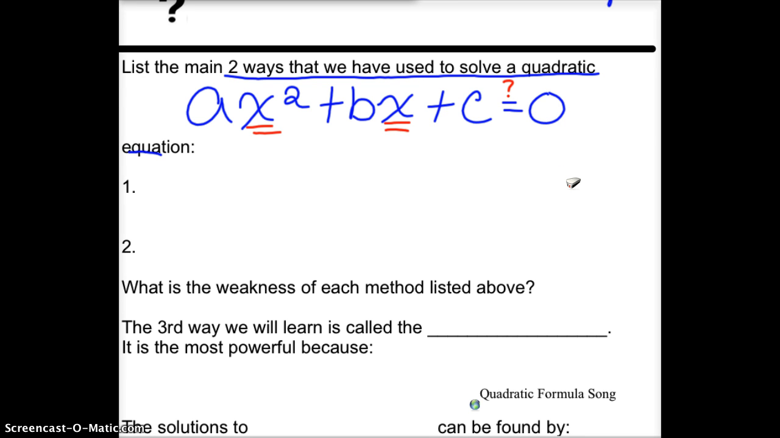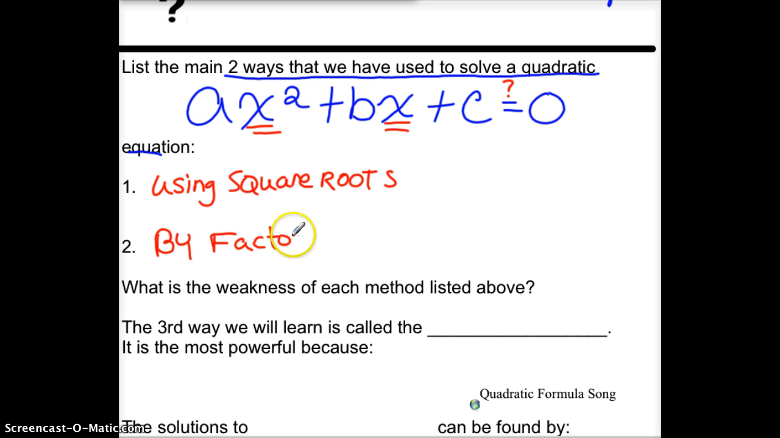but we did have two other methods, and one was called by using square roots. We'll discuss the weakness of that in a moment. And the other way was by factoring and using what we call the zero product property, but basically by factoring. And we're going to get a third way today. But again, before I finish off that essential question, we've already got two ways, and let's discuss why we even need a third way. And it's because these ways up here each have a weakness.